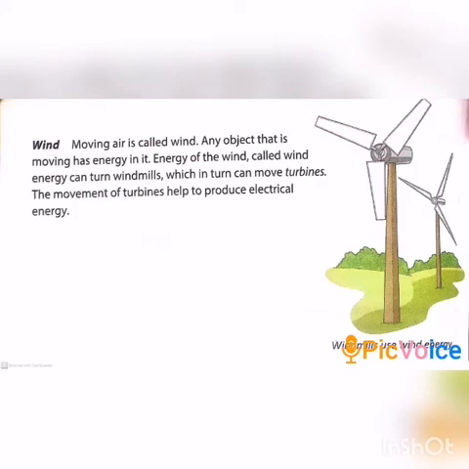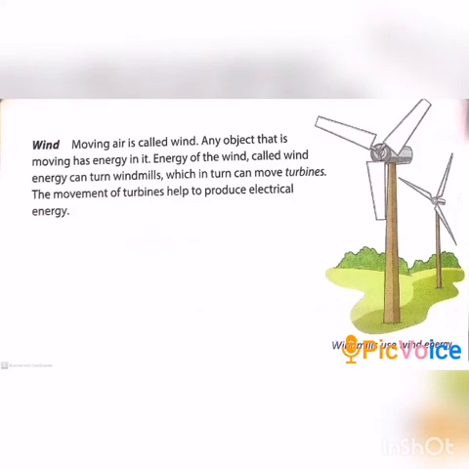Next one, wind energy. The moving air is called wind. Any object that is moving has energy in it. Wind energy is used to turn windmills. The windmills turn other machines and help to generate electricity.